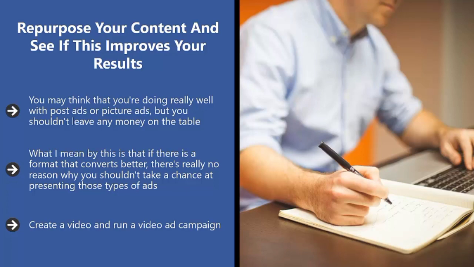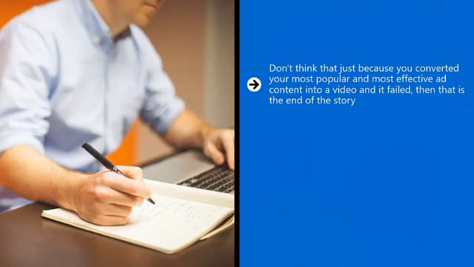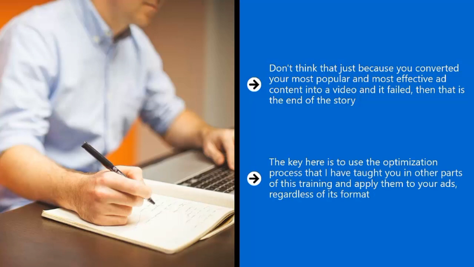It may well turn out that your otherwise stellar performance using text ads will suddenly go through the roof if presented in video form. Of course, you shouldn't adopt a one-time big-time mindset when repurposing or presenting content in a different format. Don't think that just because you converted your most popular and most effective ad content into a video and it failed, then that is the end of the story. No, you might just have created a wrong video. Maybe you just picked the wrong snippet. The key here is to use the optimization process that I have taught you in other parts of this training and apply them to your ads, regardless of its format. You optimize a video ad the same way you optimize an image ad. Keep tweaking it until you get the outcome you're looking for.